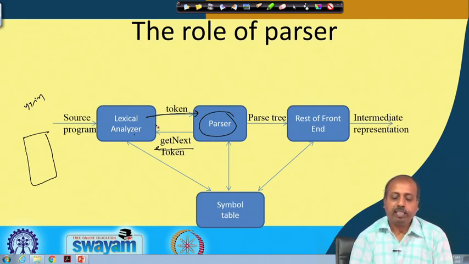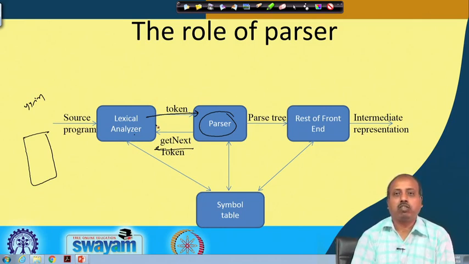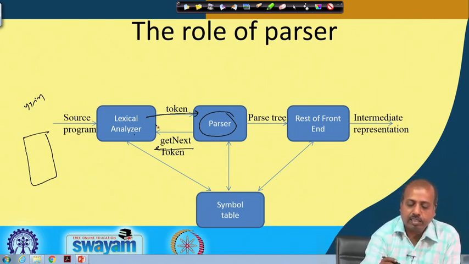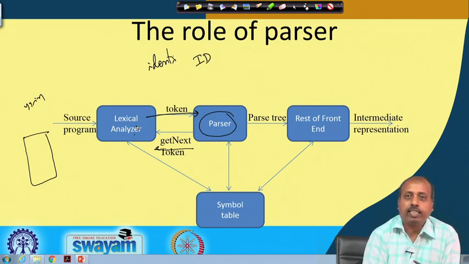Or it may be that it finds that the token it has got is not meaningful at this point of time. In that case, that is an error, a grammatical error. A typical example: suppose it has seen an identifier as a token. So, ID is the token returned by the lexical analyzer.